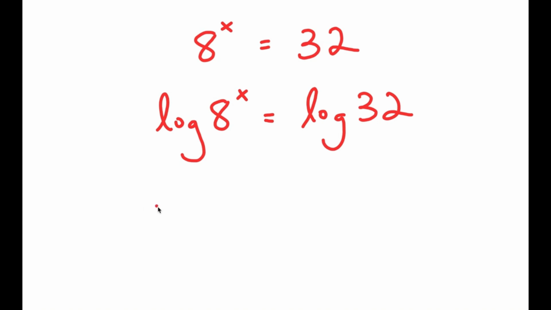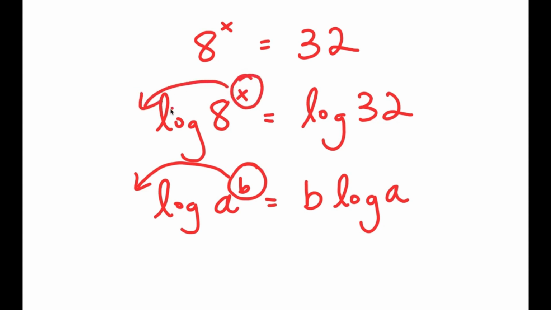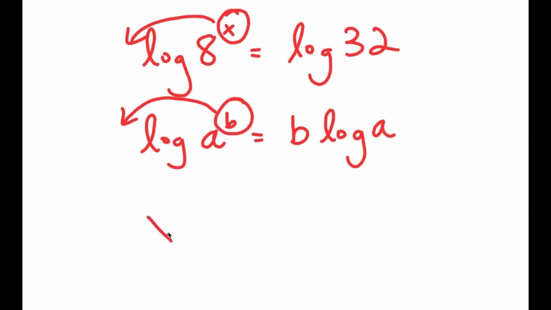And now if I have something in the form log of a to the power of b, I can move this exponent b to the front of the logarithm. So this turns into b times log a. So log a to the power of b is equal to b times log a. So now in the case of log 8 to the power of x, we can think of x as b, so we can move x to the front of the logarithm. So I get x times log of 8 is equal to log of 32.